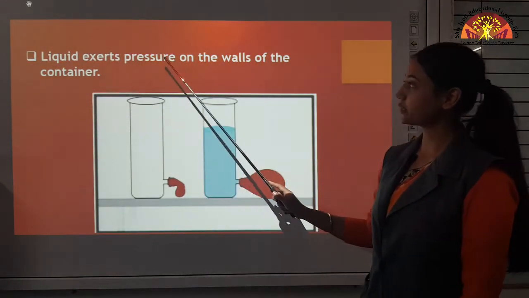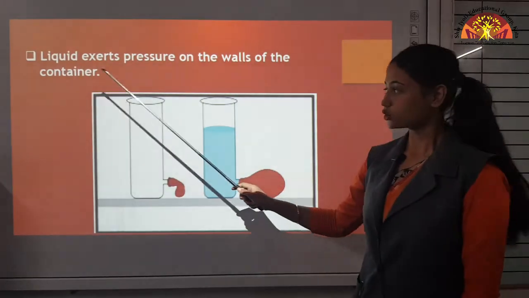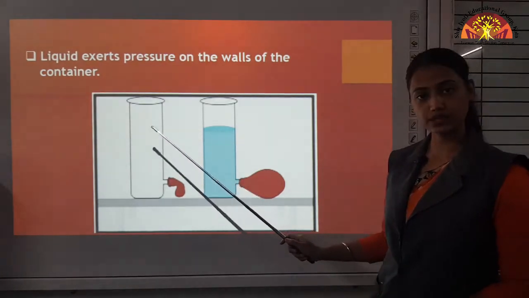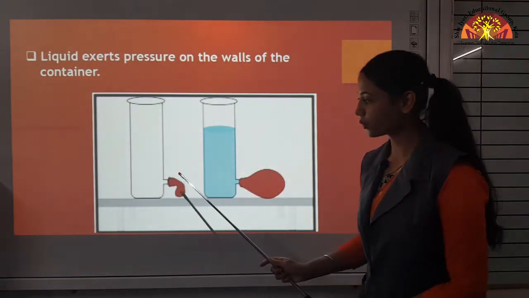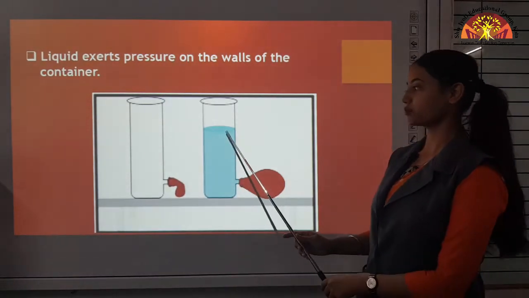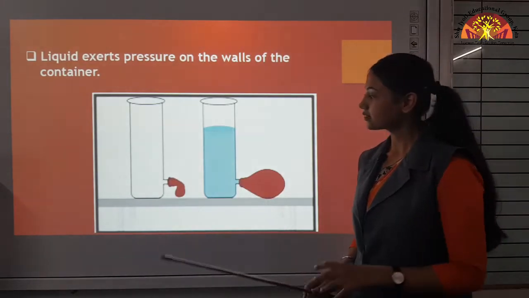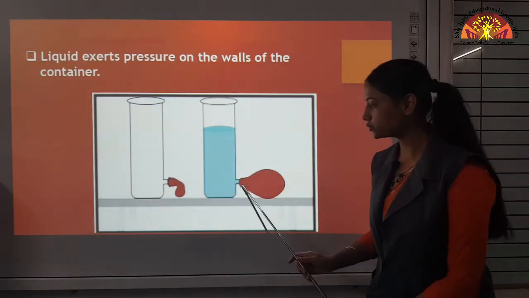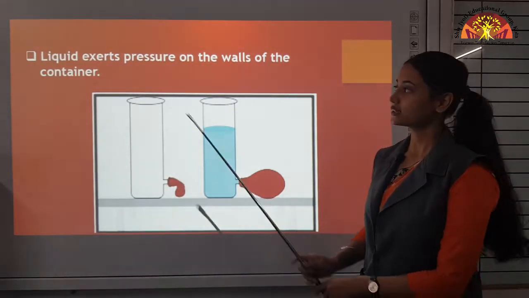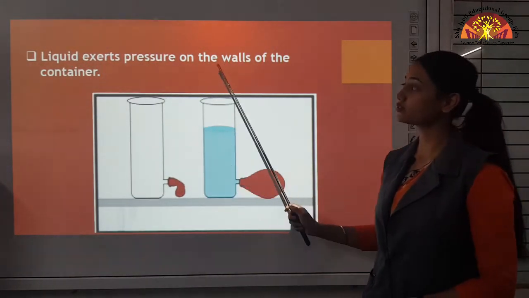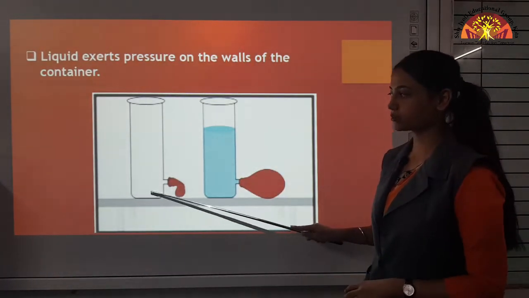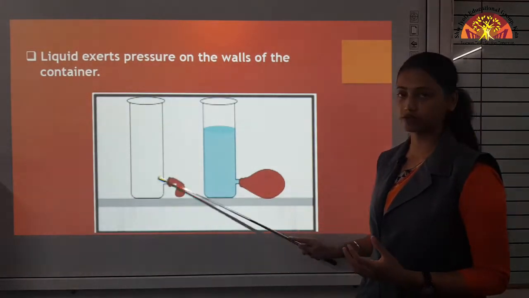Then liquid exerts pressure on the walls of the container. To prove this statement, we can do this activity. Take an empty beaker or empty jar, attach a balloon on the lateral side of the beaker, and then fill that beaker with water. Then you can see again the balloon started bulging out, and it shows what? It proves that liquid exerts pressure on the walls of the container, not only at the bottom, but it exerts pressure on the walls of the beaker also.